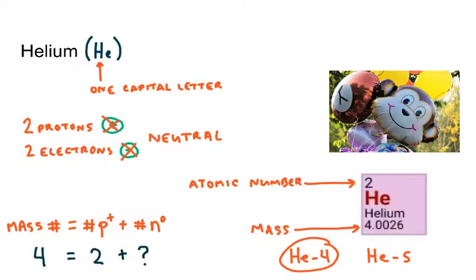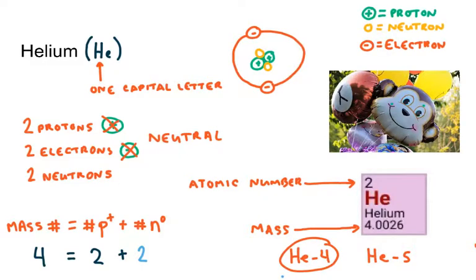Since the mass number is 4, and there are 2 protons, how many neutrons are there? We can figure out there must be 2 neutrons because 2 plus 2 equals 4. Here's a model we can draw of a helium atom, with the green pluses representing protons in the nucleus, the yellows representing neutrons also in the nucleus, and the electrons in red outside of the nucleus.